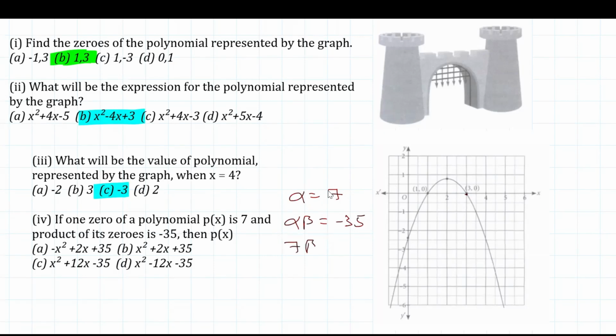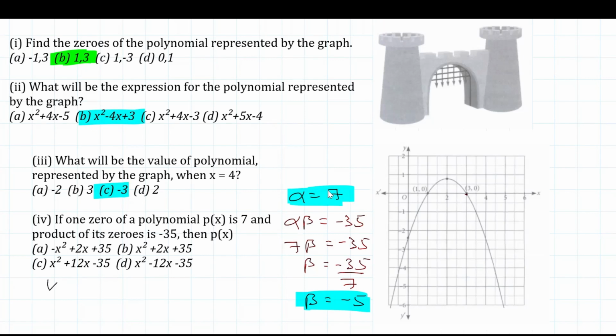So 7 times beta is equal to minus 35. That gives you beta as what? Minus 35 over 7. So beta comes out to be minus 5. Now check over here, we got alpha and beta. Now, same way we can frame the polynomial, and the formula will be what?